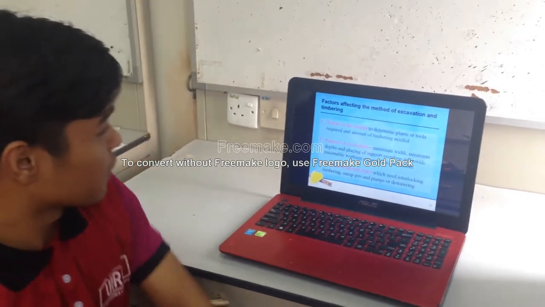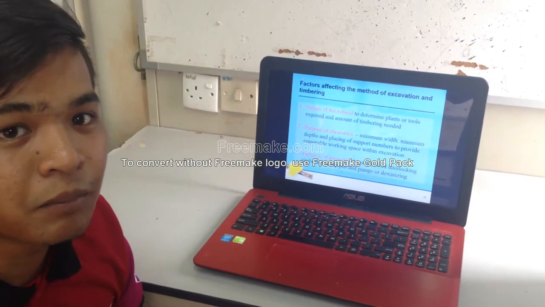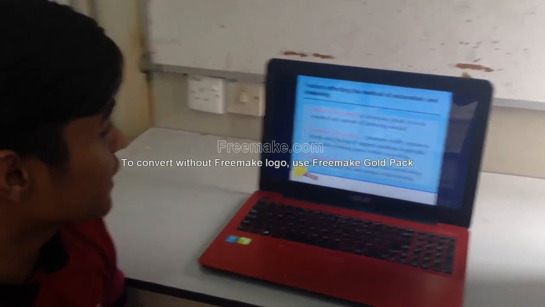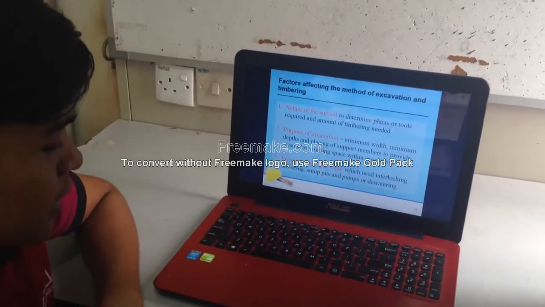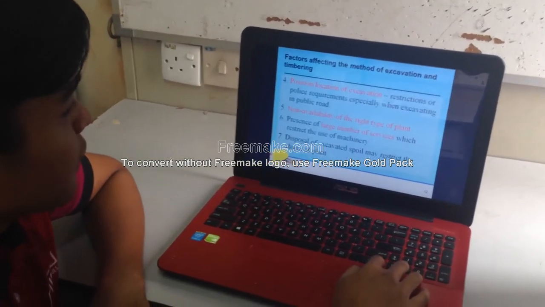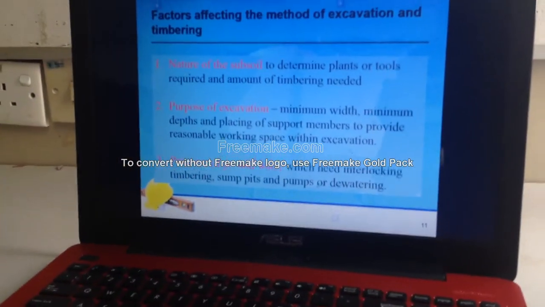Assalamualaikum. First of all, I would like to tell you about my topic. My topic is the factors affecting the method of excavation and timbering. Okay, first, there are seven factors affecting. First of all is the nature of the subsoil.